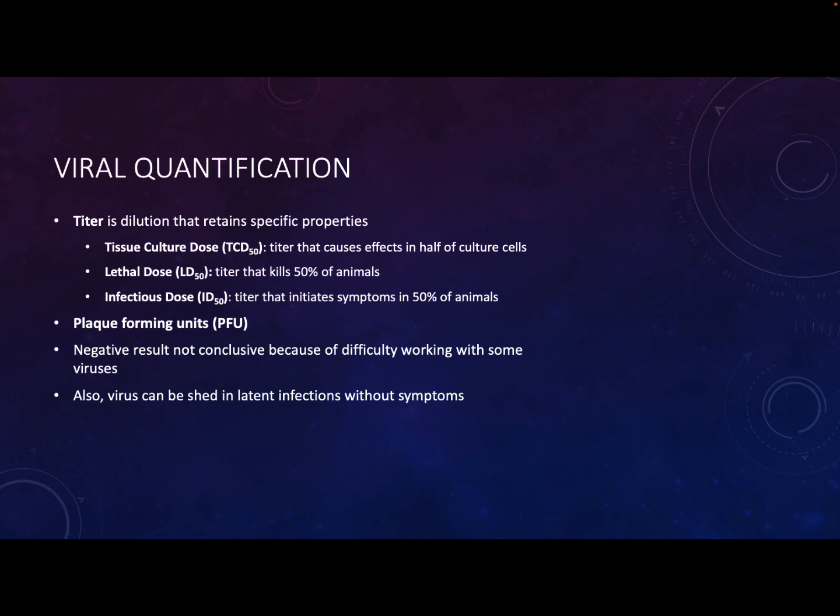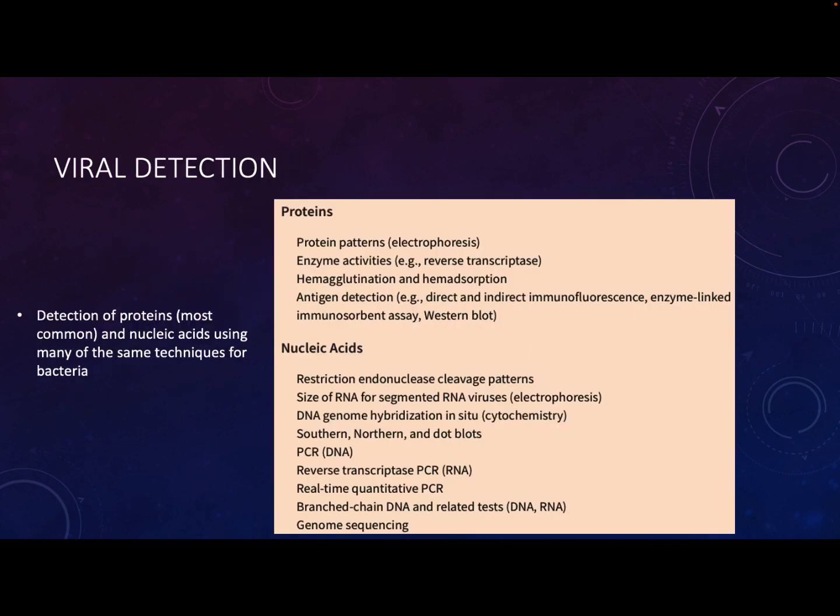One of the other things that can make it difficult, especially to do things like calculate an infectious dose, is you could have animals that are infected and shedding viruses without showing symptoms. So it can make it challenging to determine how contagious the virus is, how many viral particles you need, and all of those things.